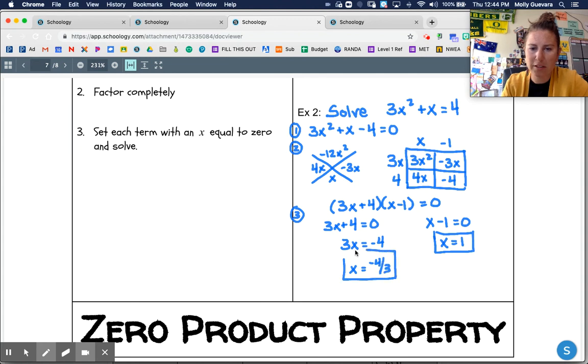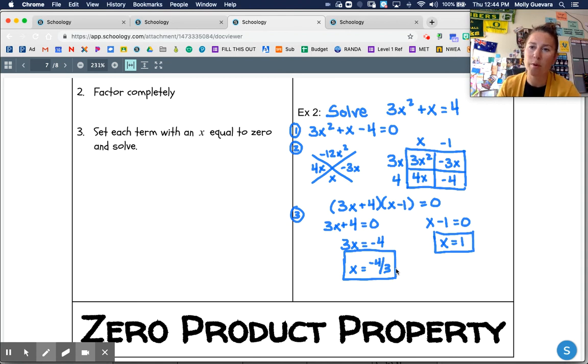And again, what this has told me is that the graph of this equation crosses the x-axis at negative 4/3 and positive 1. Okay, so negative 4/3 and positive 1. So it just gives me more points on the graph that I can use to graph the final product, or I can use these points for other things as well.